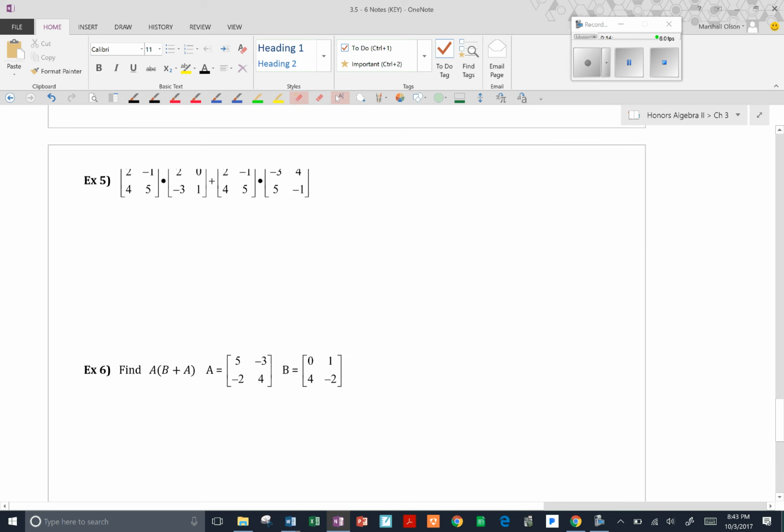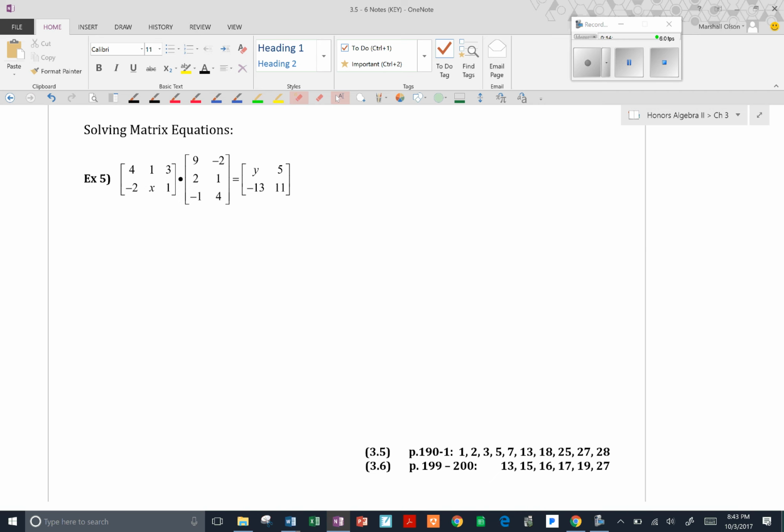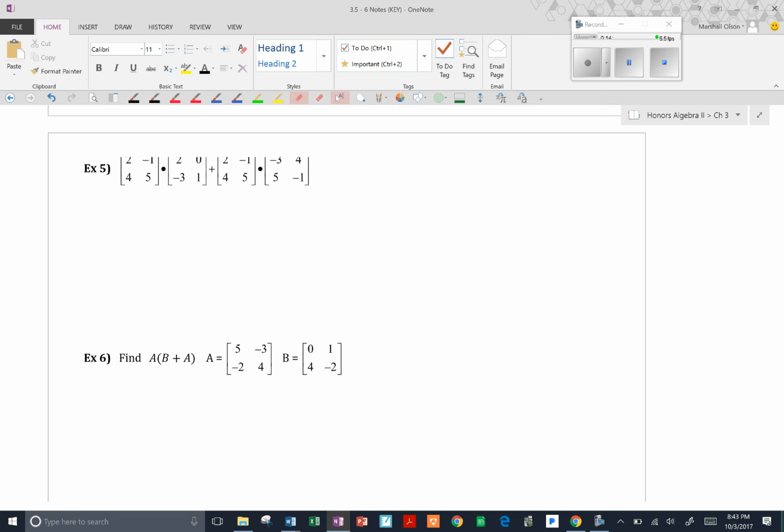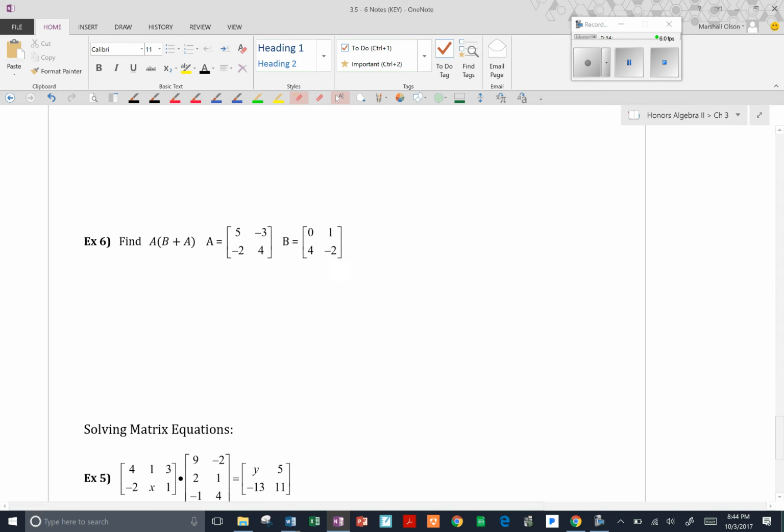All right, the next couple problems are order of operation problems. So for example, in this example 5, you'd have to do both of these products first. And you can do them because they're both 2 by 2s times 2 by 2s, so you can do both of those. This one down here is asking you to add B to A first, and then multiply A times that sum. Why don't we take a look at that one as an example here?